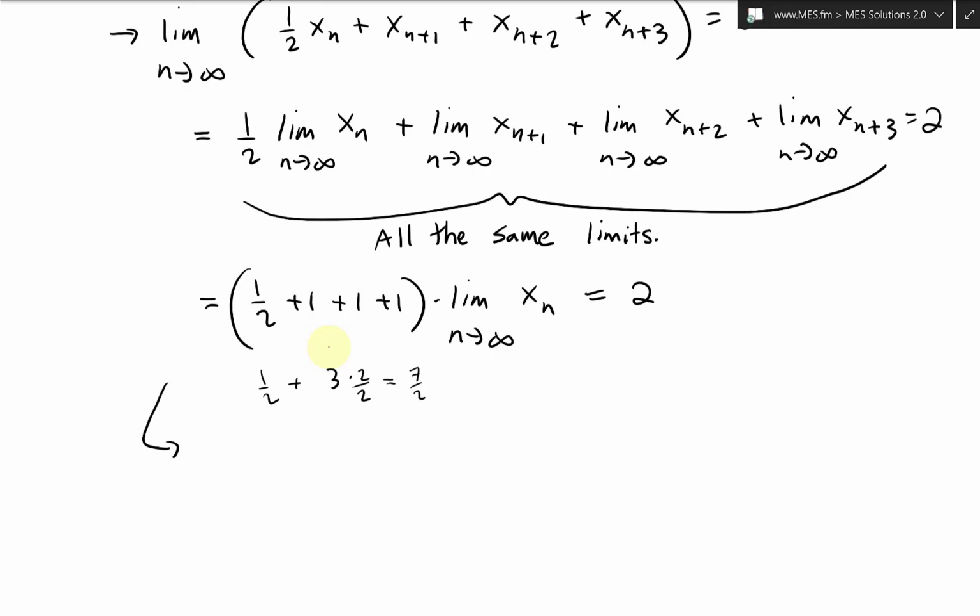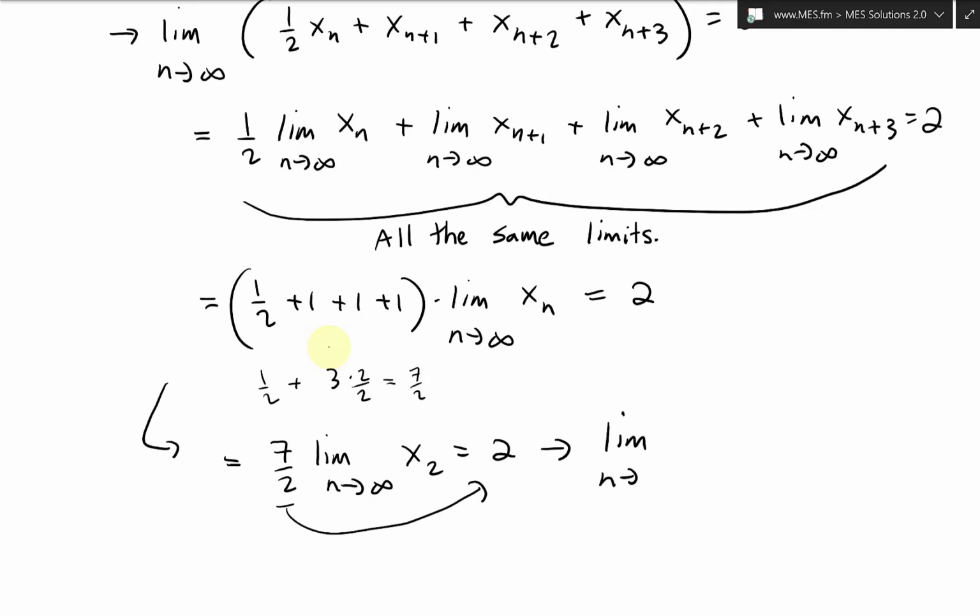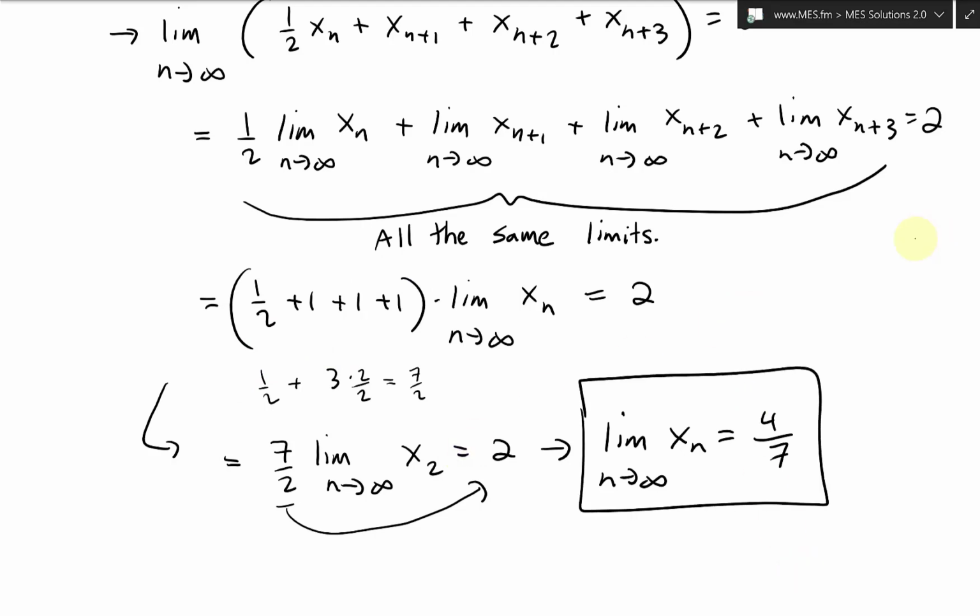So we have 7 over 2 times the limit as n approaches infinity of xn, which equals 2. Moving this over to the other side, the limit as n approaches infinity of xn is 2 times 2, which is 4, so we get 4 over 7, which is quite fascinating.